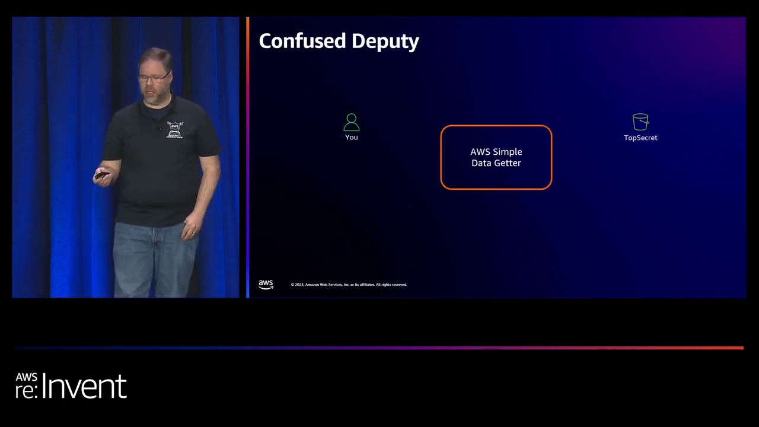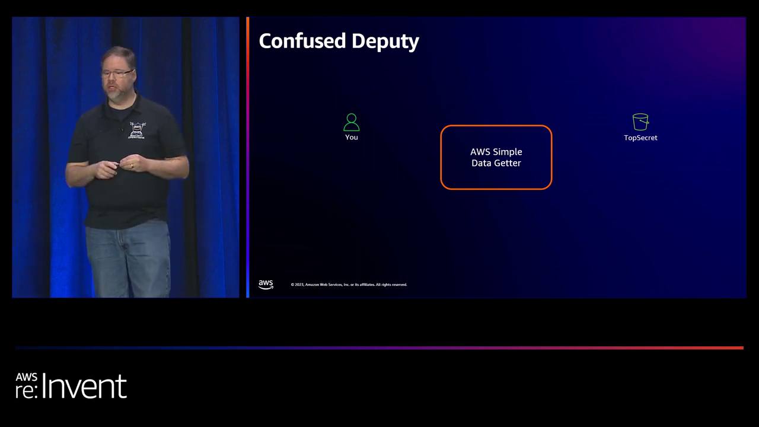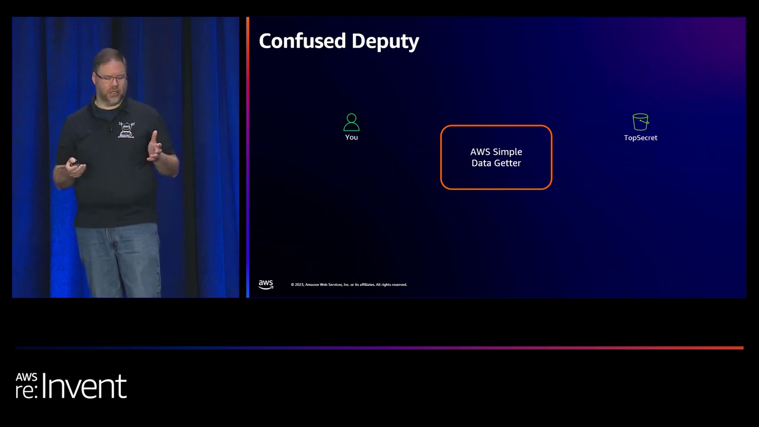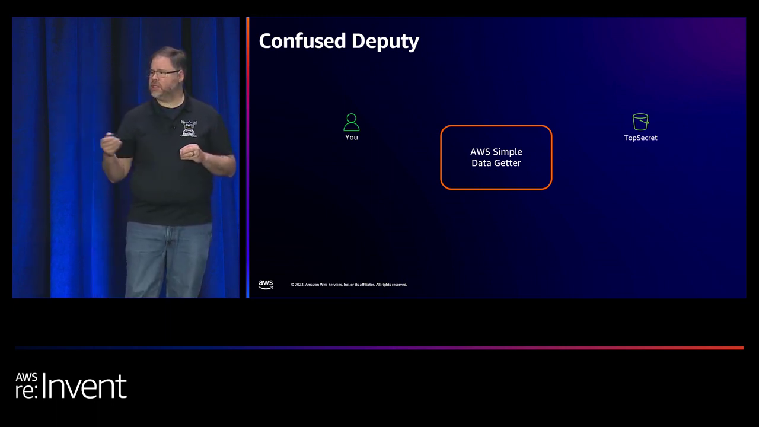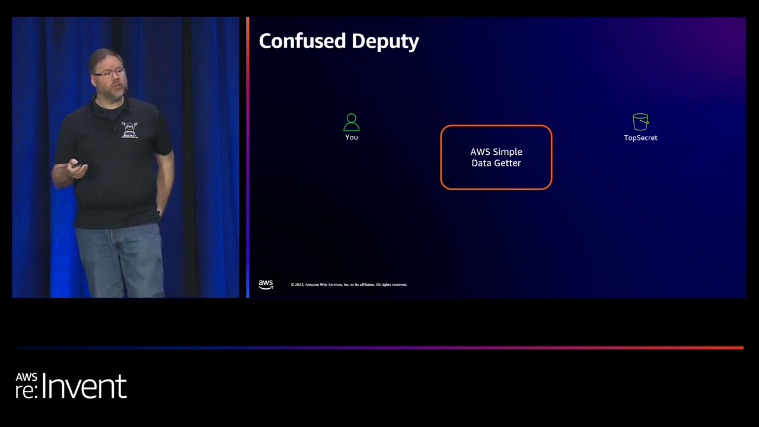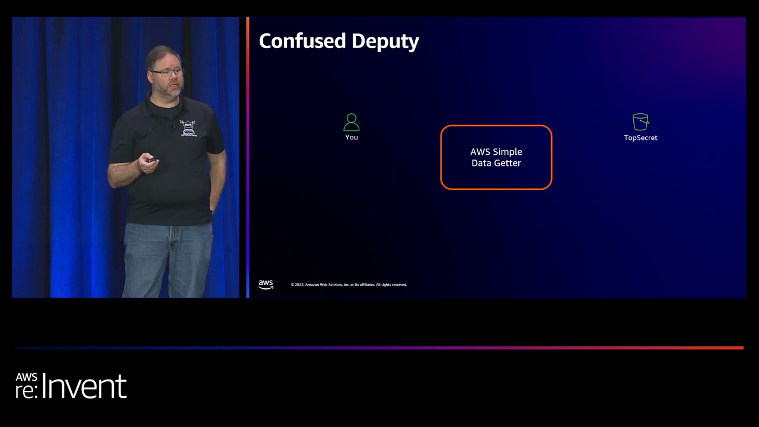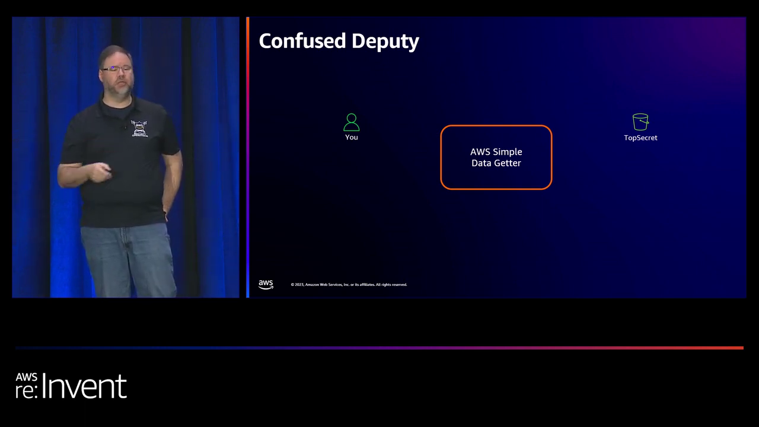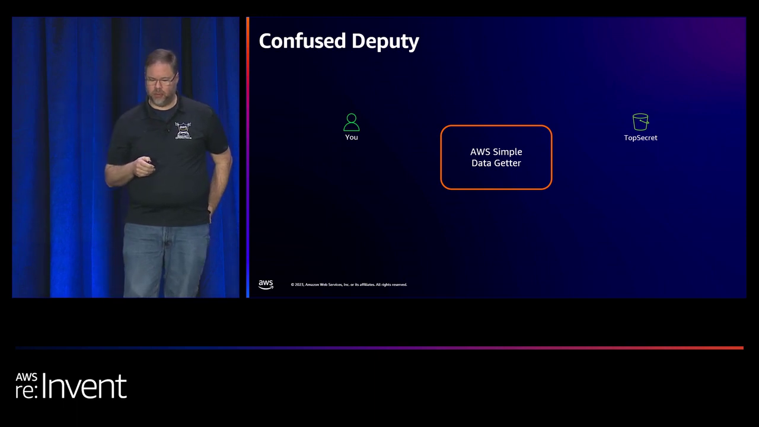In order to understand the security that we've put in place, you need to understand what a confused deputy is. This isn't a Barney Fife reference. It's a real honest-to-God security problem. So let's say that we've got the AWS Simple Data Getter. The valuable service provided by Simple Data Getter is that you no longer need to go all the way to S3 to get your data. You can ask the Simple Data Getter to fetch it for you.